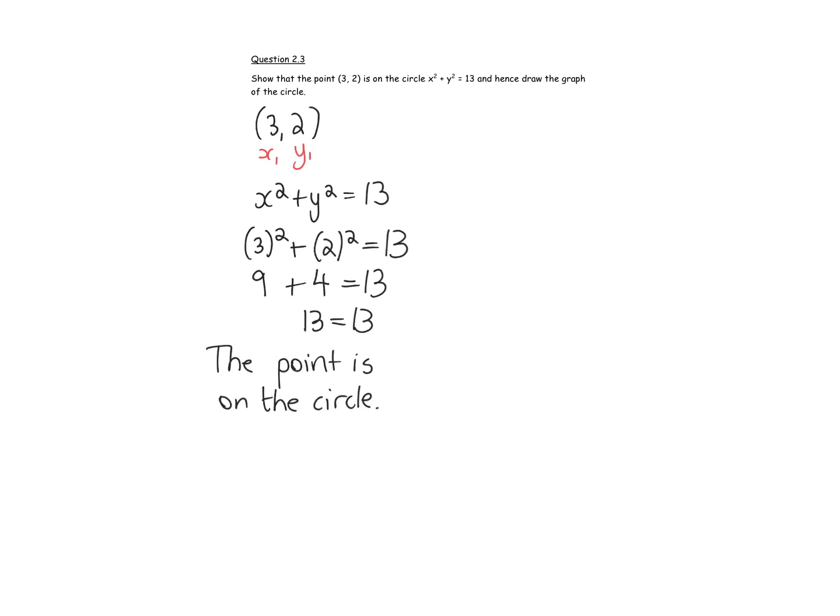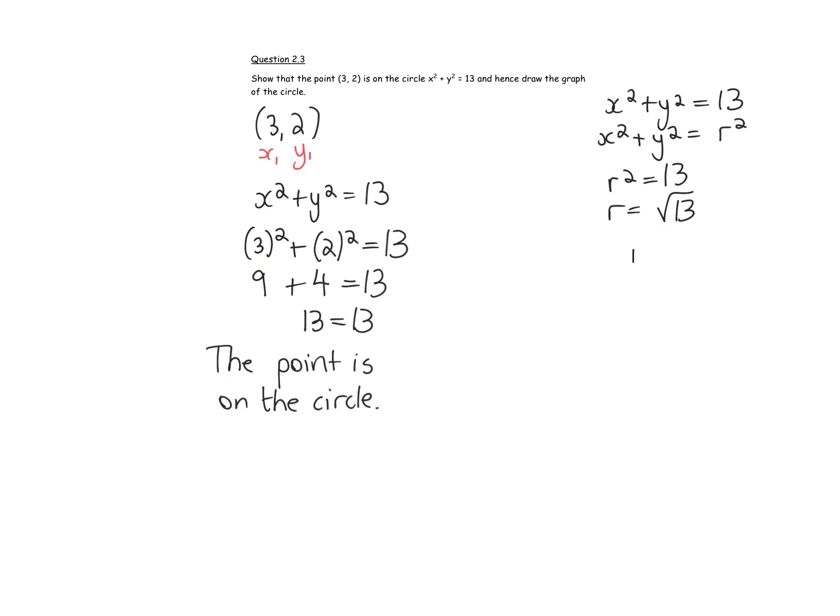And the final part, it says, hence, draw the graph of the circle. So we have the equation, which is x squared plus y squared is equal to 13. We know that's in the form x squared plus y squared is equal to r squared. And we know that r squared is the radius squared. So r is equal to the radius. So r squared is equal to 13. So r is going to be equal to the square root of 13.